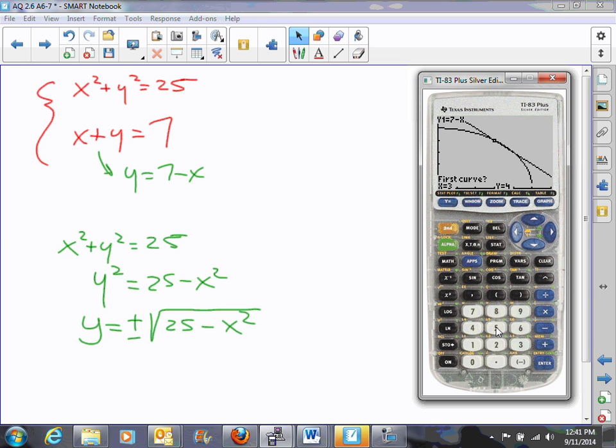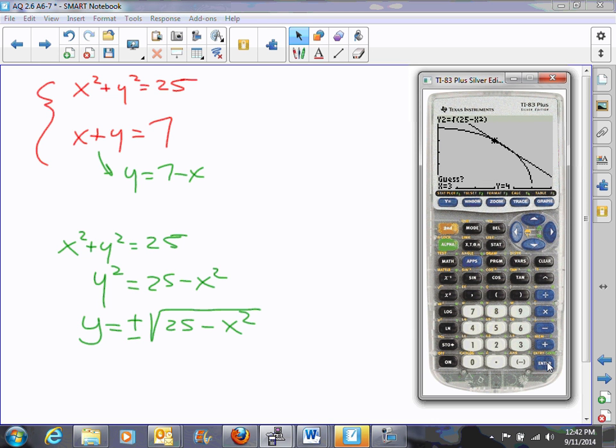Now, the calculator is going to ask you a couple of questions. Question number 1, what is one of the curves you want? Right now it's saying, do you want to use y equals 7 minus x? And that's one of the curves that we do want to use. So yes, all you need to do there is press enter. Then it's saying, now how about square root 25 minus x squared for the second curve? And yes, that's one that we want to use, so press enter.